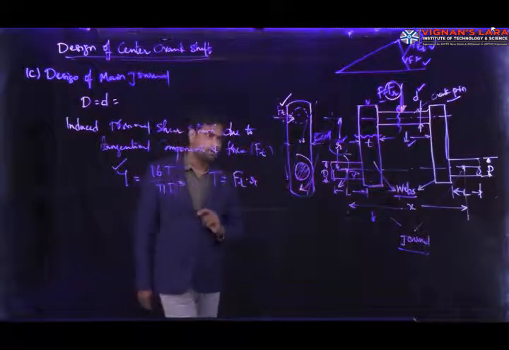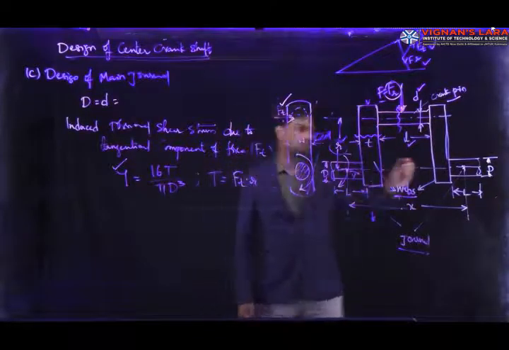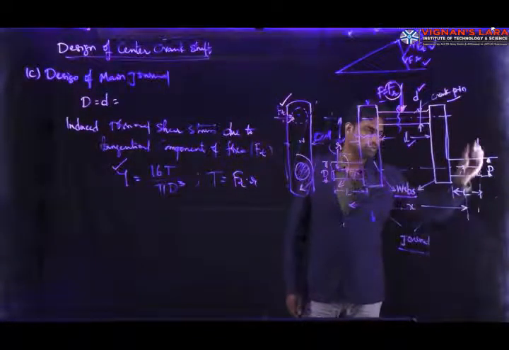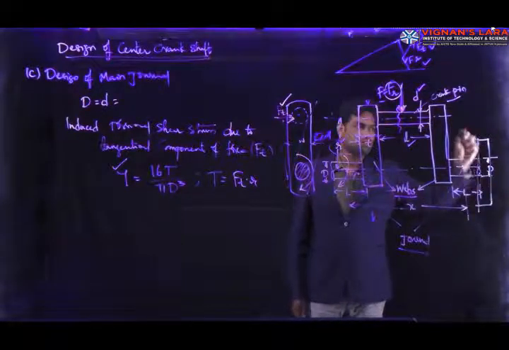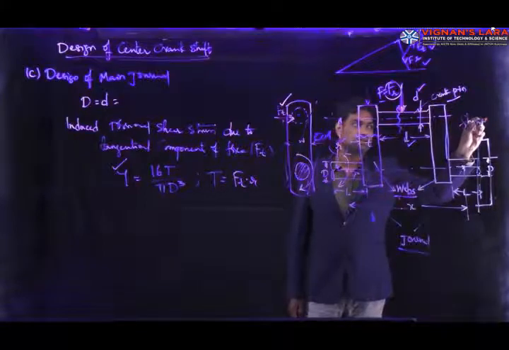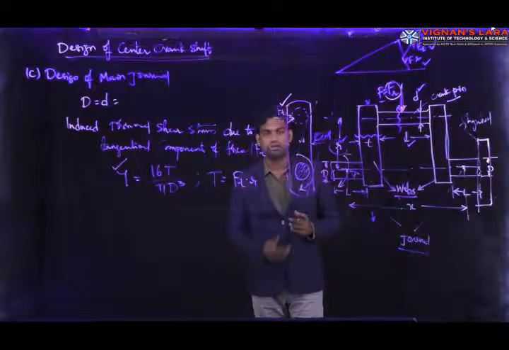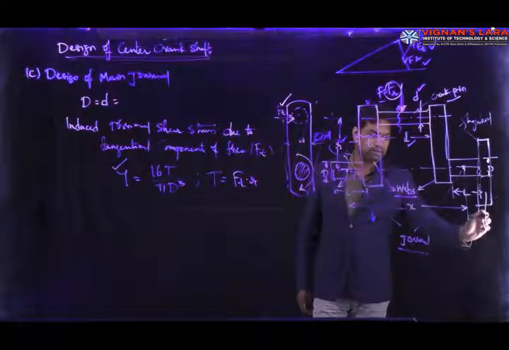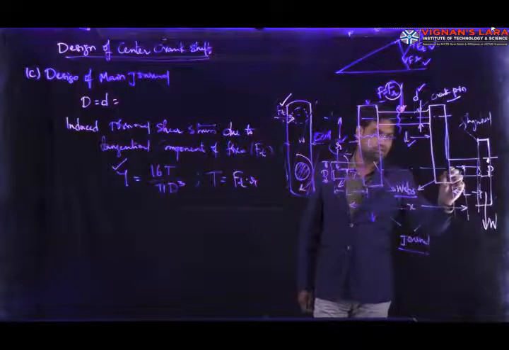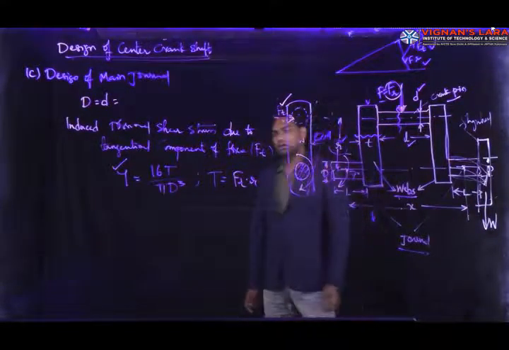But here, apart from the torsional shear stress due to tangential force, the shaft may also be subjected to bending. At the end of the main journal we are going to support the flywheel. In problems, if they mention the weight of the flywheel attached at the end of the journal, then due to the weight of the flywheel acting at the end of the journal, the main journal tends to bend here. So there is a chance of bending of the main journal that needs to be considered.